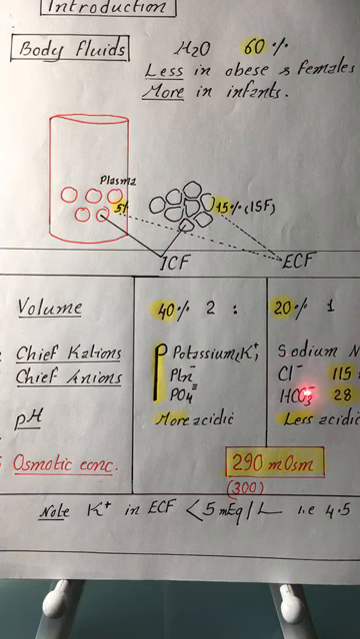I have a very simple way for you to memorize it. The main ions inside the cells all share the letter P: potassium, proteins, and phosphate ions, while the main ions outside in the extracellular fluid have no P letter. Sodium is the positive ion, chloride and bicarbonate are the negative ions.